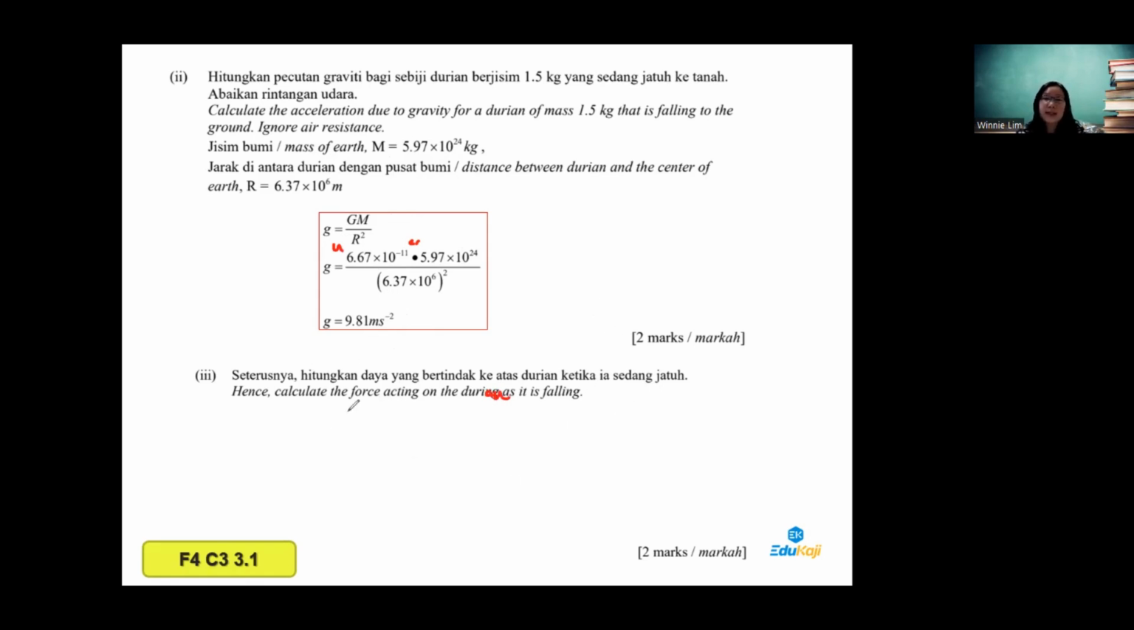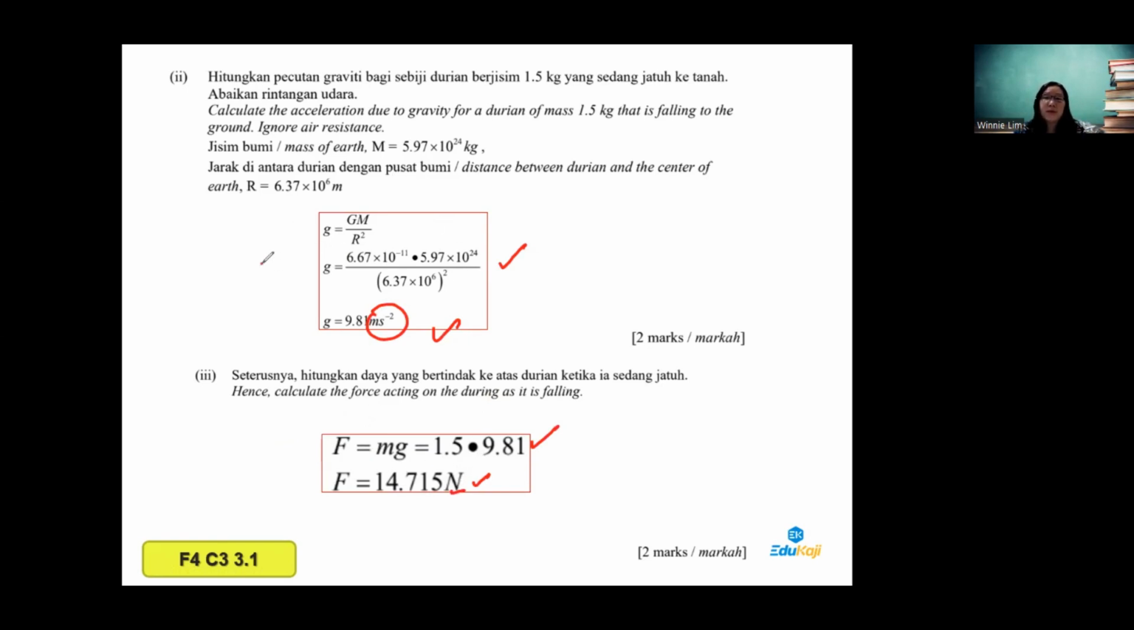Okay, so for this, you just straight away use W equals mg, because you have this value of g already, right? And you will get about 14.715 Newton. Now, all this unit is important. You must always give the answer with unit. Okay, correct substitution, correct answer with unit. Get it? So don't write just a number without the unit.